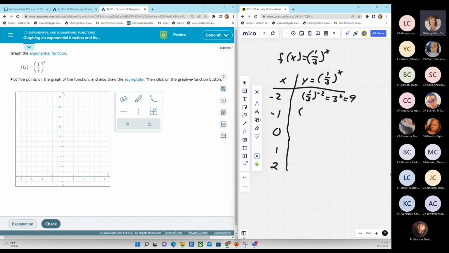And then I get 1/3 raised to the -1, and that's 3. 1/3 raised to the 0 is 1. 1/3 raised to the 1 is 1/3. And by the way, guys, I always recommend write it out in the table like this so you don't accidentally square, like multiply this by 2 or something instead of squaring it. And then 1/3 squared is 1/9.